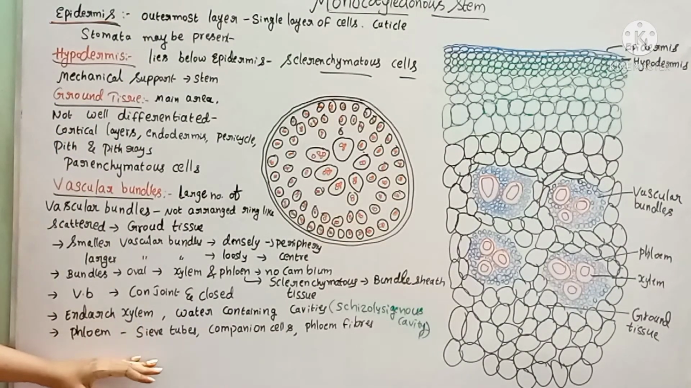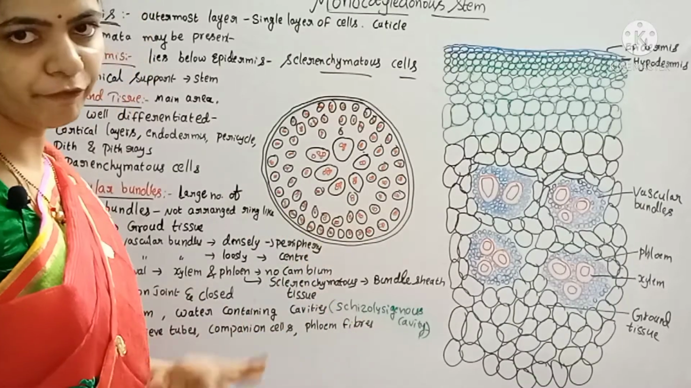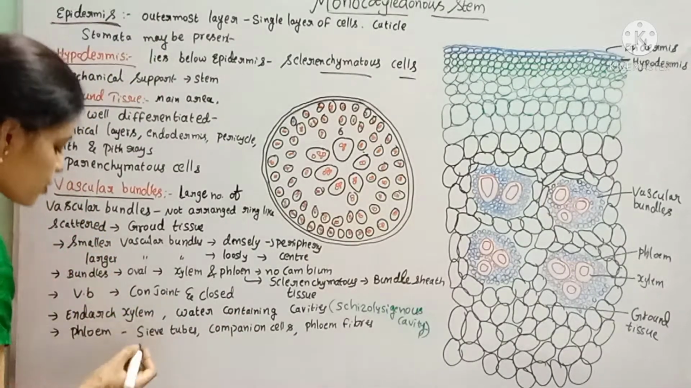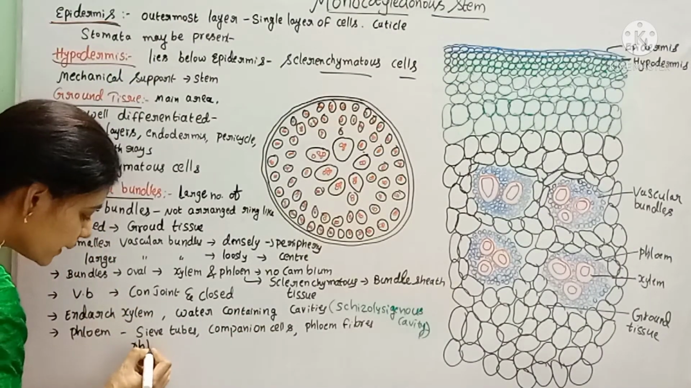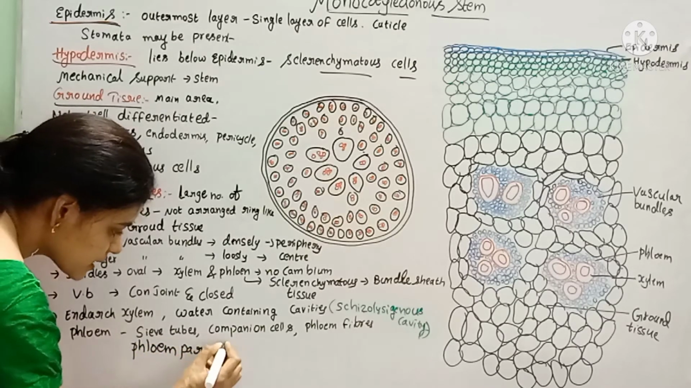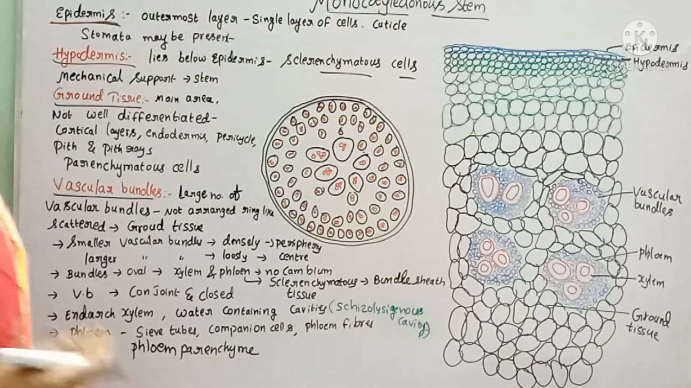And next, phloem. Here, the phloem consists of sieve tubes, companion cells and phloem fibers, but phloem parenchyma is absent. What is absent? Phloem parenchyma is absent in the monocot stems.